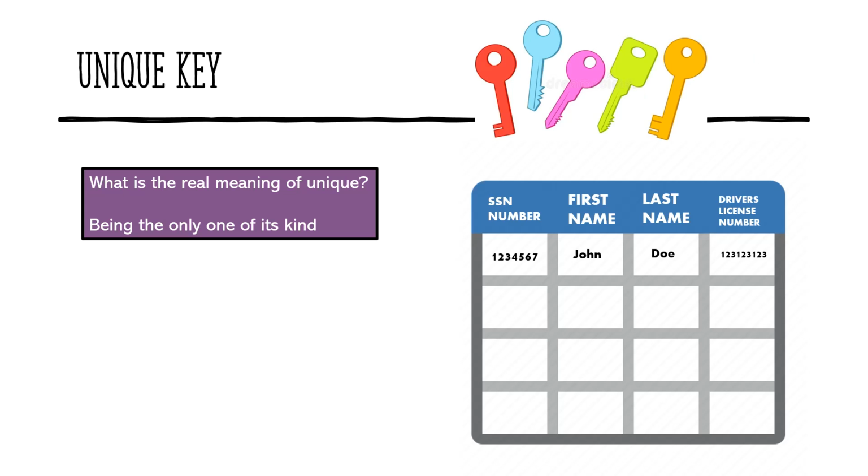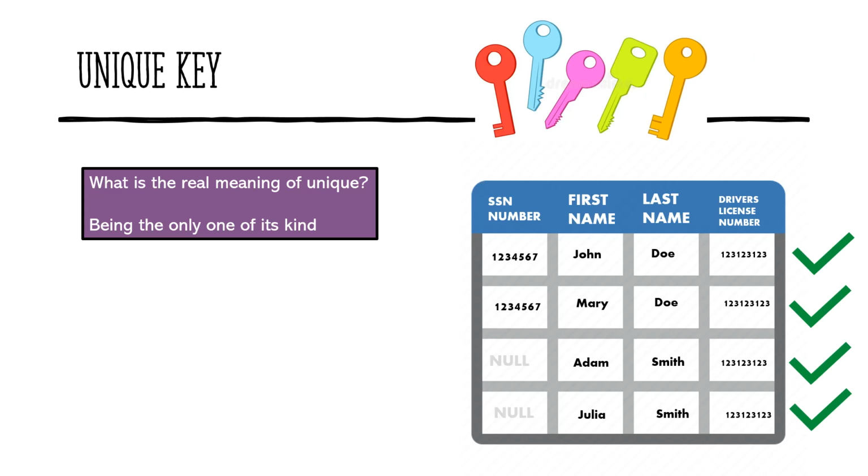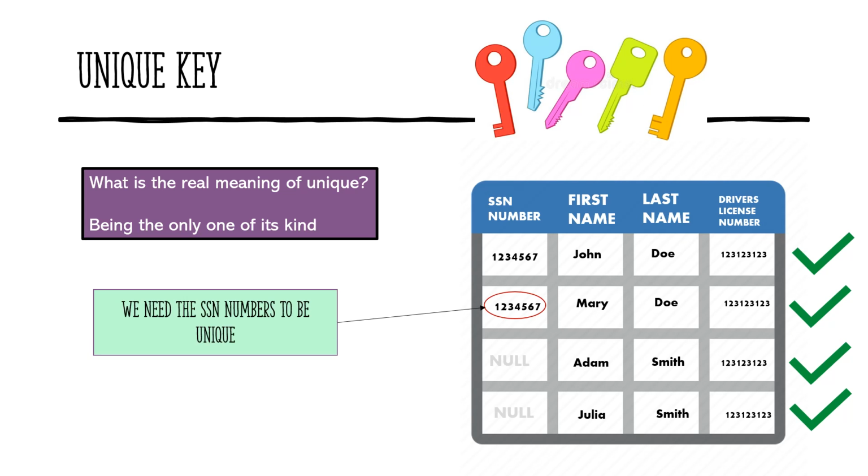So let's take an example of this particular table, and I'm just going to dump this data in this particular table and it all works successfully. But here I have a problem. We should not have the same SSN number for different people, right? So we need SSN numbers to be unique. So what do we do? We define a unique key, as simple as that.